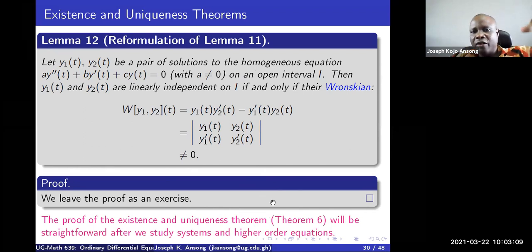As I said before, the proof of the main existence and uniqueness theorem for second order equations is much easier to prove after we've looked at higher order equations and systems of equations. Then we can just apply the theorem for systems, because if you have a higher order equation or a second order equation, you can write it as a system. And so we can apply the theorem for uniqueness and existence for systems to higher order equations, and for that matter, second order equations. So it's much easier that way. We'll come back to that later on.